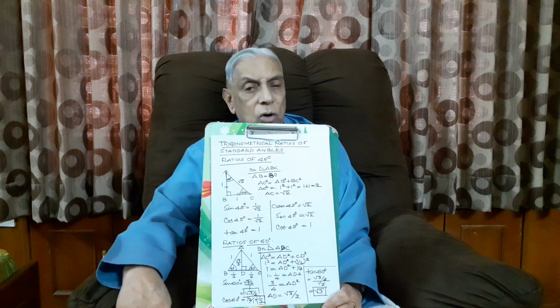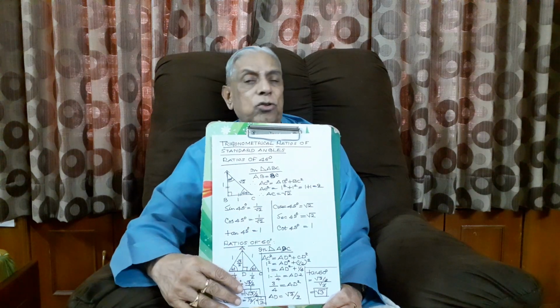So the trigonometrical ratios of 60 are over. Now, I shall pass on to 30 degrees.